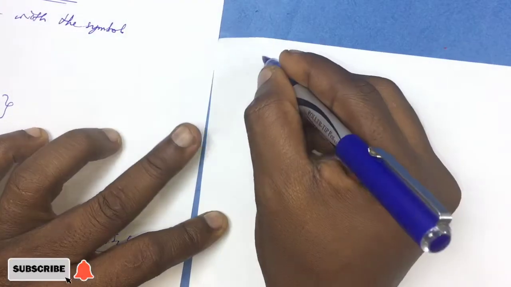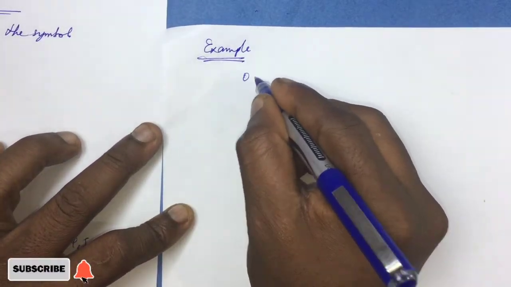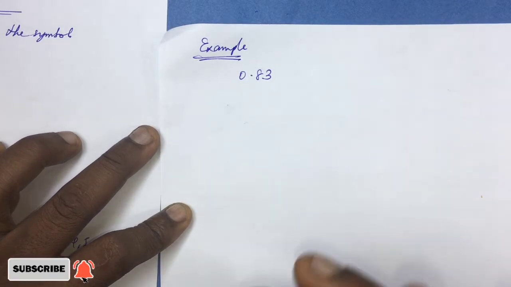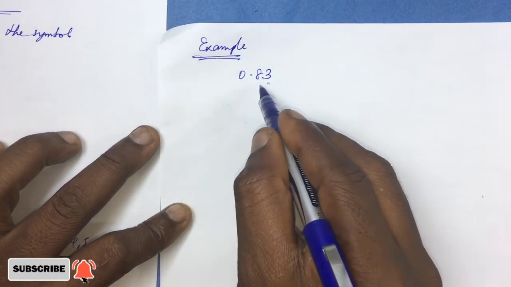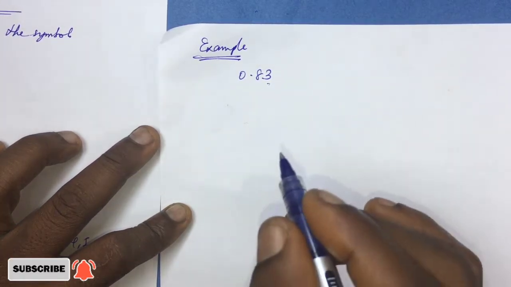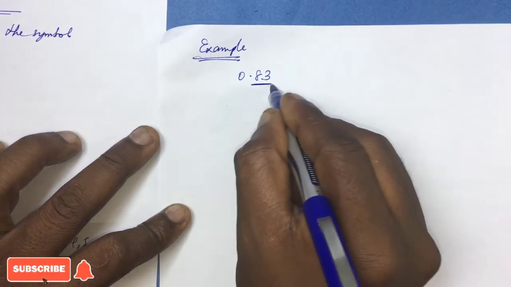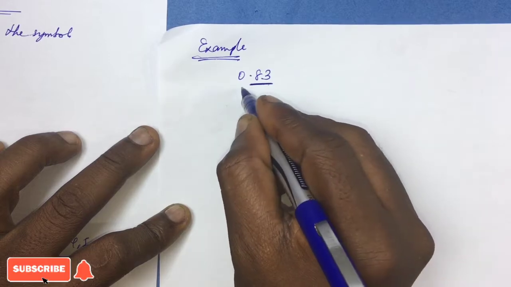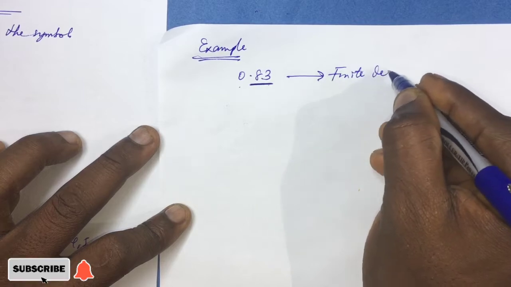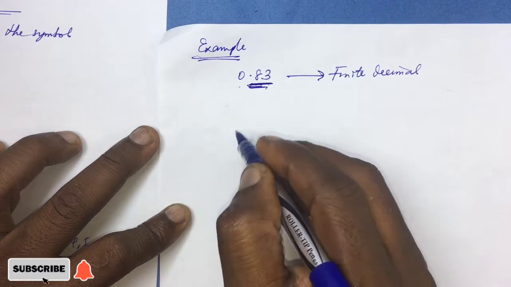Now, for example, if I give you 0.83, for instance, and ask you, did 0.83 come from a rational number or not? The answer is yes. 0.83 actually came from a rational number. Why? Because 83 is a fixed block of digits after the decimal point. So this kind of decimal is called a finite decimal. Why is it called a finite decimal? It is because it has a fixed block of digits after the decimal point.